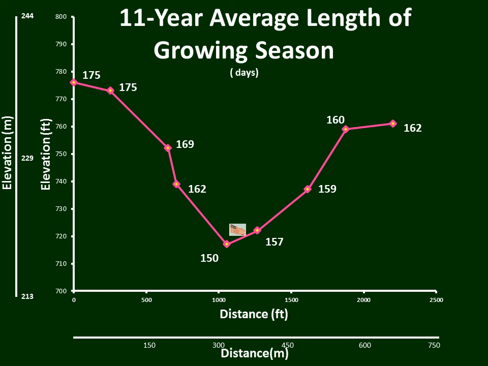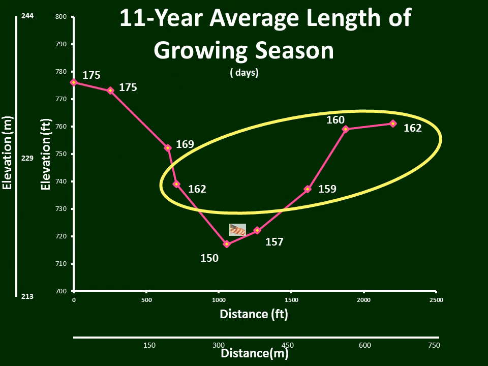And we start with the length of the growing season, from the last freeze in the spring to the first freeze in the fall. And as we go across this valley, we can see that as an 11-year average, these locations 1, 2, and 3 on the north side of the valley that we looked at first in our travelogue across the valley have, on average, for 11 years, about 169 to 175 days in the growing season. That's pretty decent.